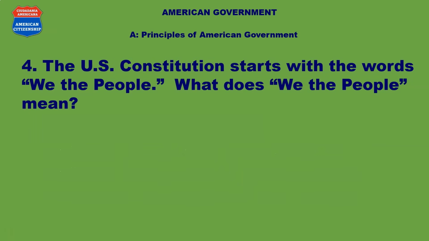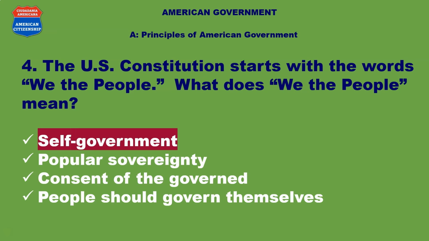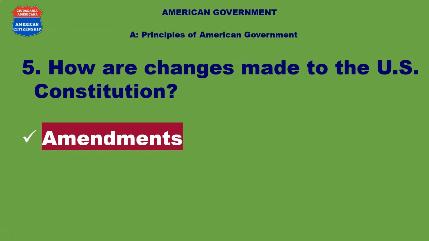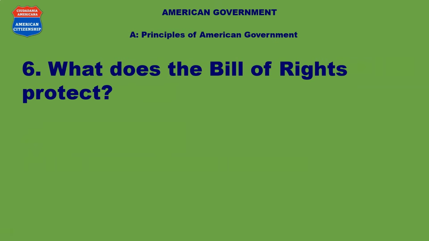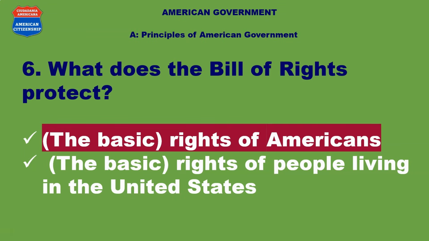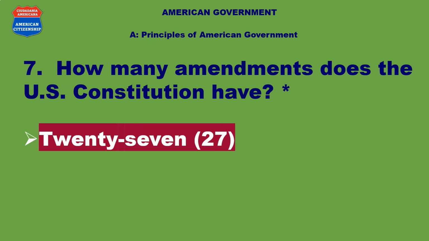The U.S. Constitution starts with the words, "We the people." What does "we the people" mean? Self-government. How are changes made to the U.S. Constitution? Amendments. What does the Bill of Rights protect? The basic rights of Americans. How many amendments does the Constitution have? 27 amendments.